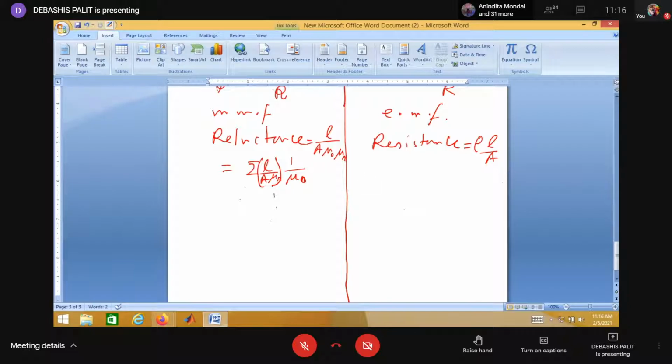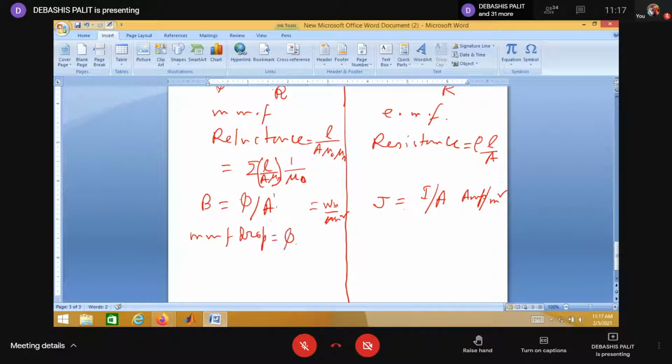Now you know the flux density B is equal to flux per unit area where it is flowing, and current density J is equal to current per unit area. That is ampere per square meter, and this is Weber per square meter. That is the unit. And MMF drop is equal to flux into reluctance. Similarly, EMF drop is equal to current into resistance, just like it is analogous.